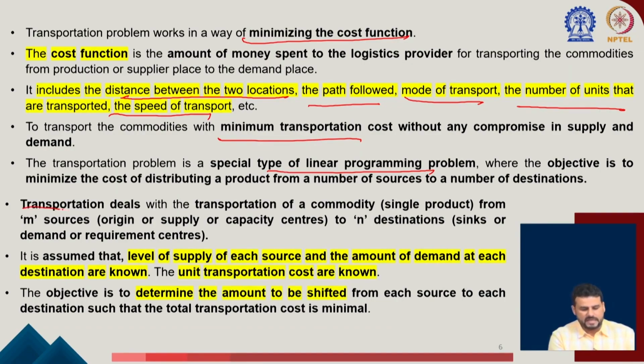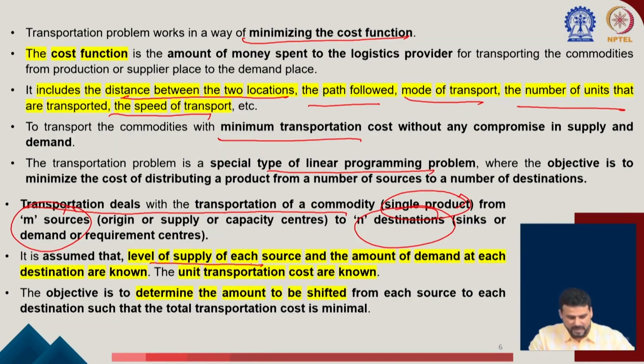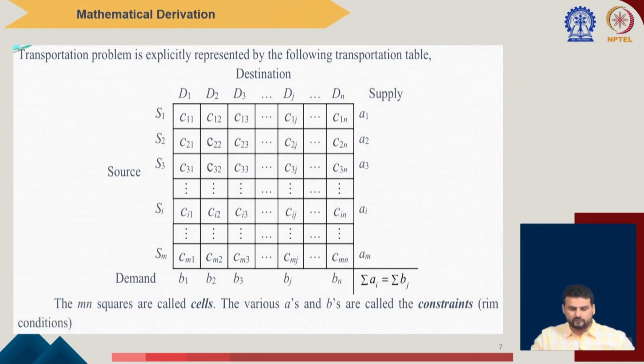So what we are doing here: transportation deals with transportation of a commodity, a single, homogeneous product, from m number of sources to n number of destinations. It is assumed that the level of supply of each source and the amount of demand at each destination are well known. So the demand from the market is fixed and known, supply is also known in the same way, and unit transportation cost is also known. The objective is to determine the minimum transportation cost required to ship the product from one end to the other.